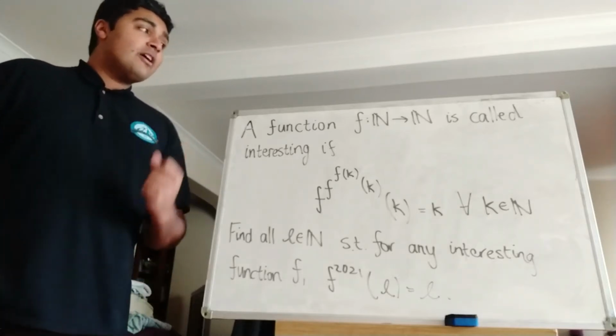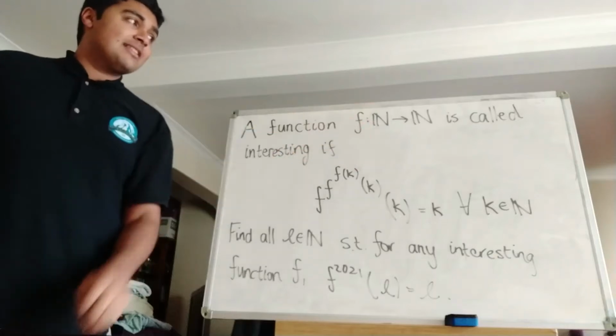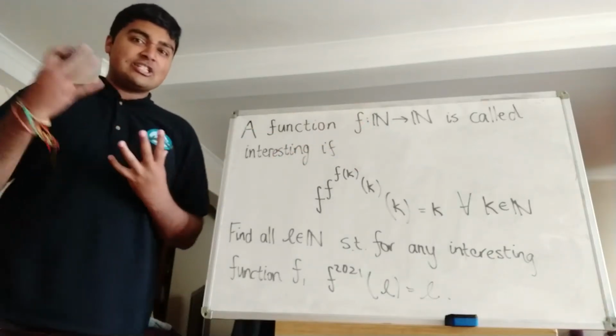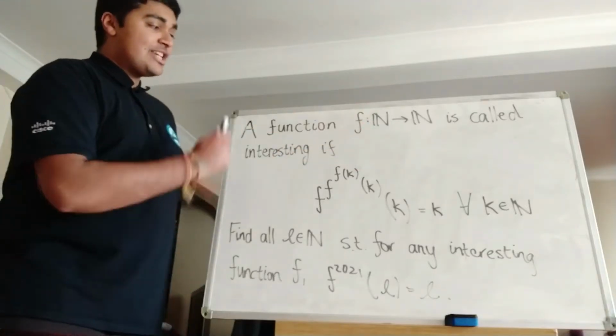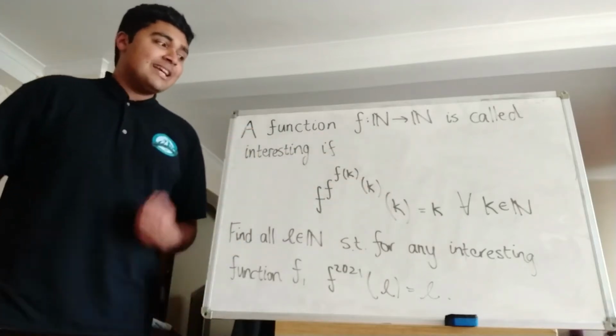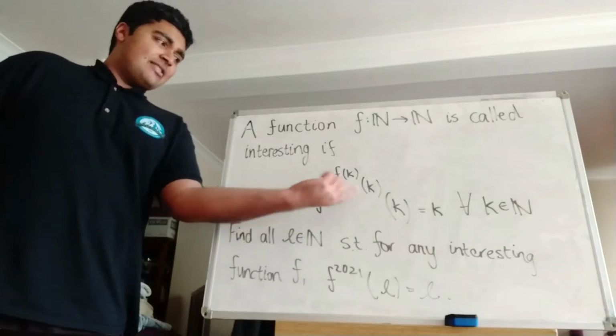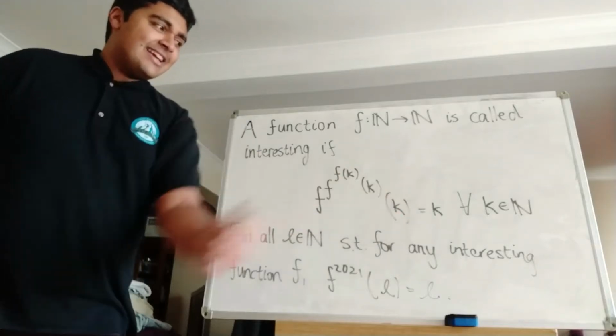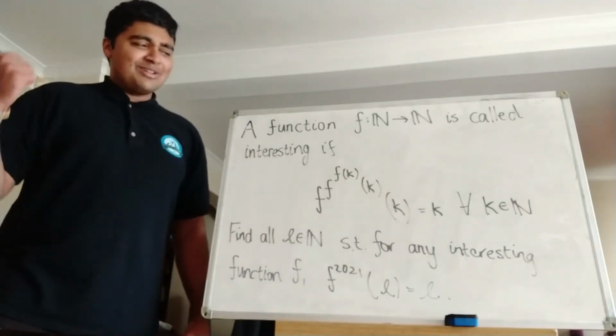We say a function f from the natural numbers to the natural numbers, so a function from the positive integers to the positive integers, is interesting if it satisfies this weird looking property here. That is, f to the f of k of k equals k for all natural numbers k.